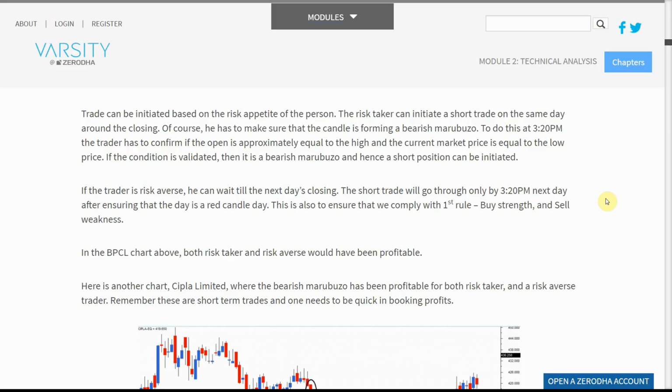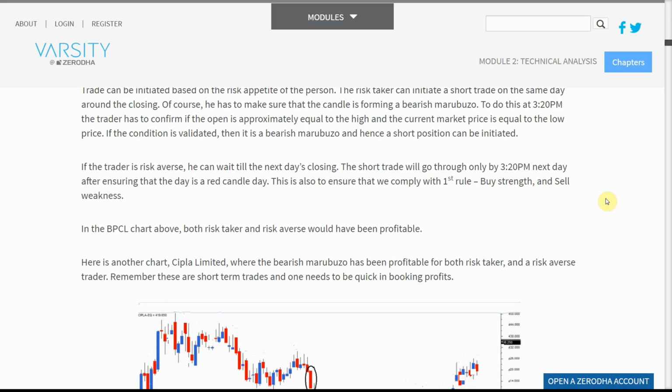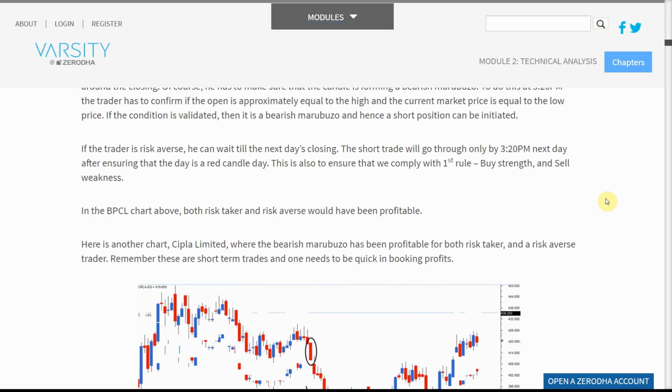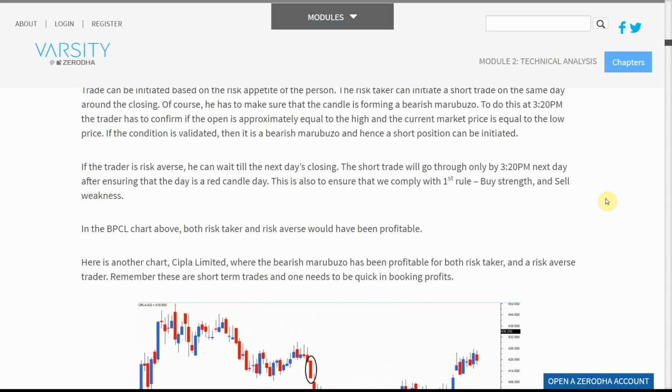Trade can be initiated based on the risk appetite of the person. The risk taker can initiate a short trade on the same day around the closing. Of course, he has to make sure that the candle is forming a bearish Marubozu. To do this at 3:20 p.m., the trader has to confirm if the open is approximately equal to the high and the current market price is equal to the low price. If the condition is validated, then it is a bearish Marubozu and hence a short position can be initiated.